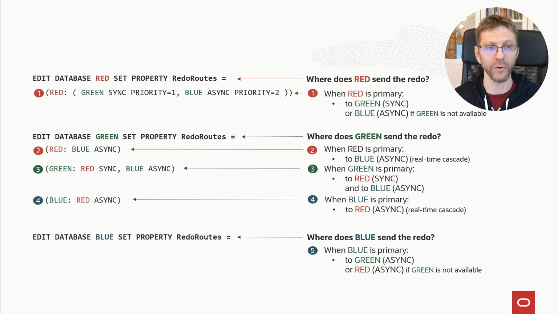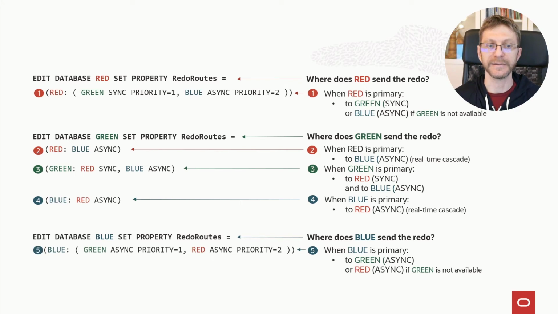And the final for blue, edit database blue set property redoRoutes. Think with me, blue column, when the primary is blue, send to green asynchronous priority 1, and if green is not available, send to red async priority 2. So those are the rules.